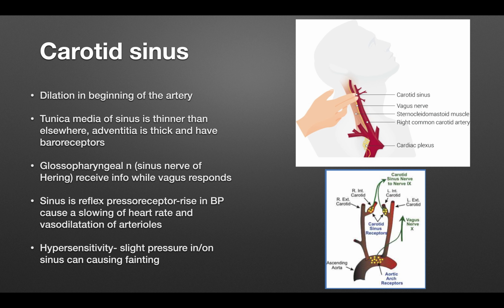So the sinus, what does it do? It is a reflex pressoreceptor. So a rise in blood pressure will cause the slowing of the heart and a vasodilatation of the arterioles. Why? So usually a rise in blood pressure is a sympathetic response. So this is going to be a parasympathetic response to perfuse the tissue again and to slow the heart rate.